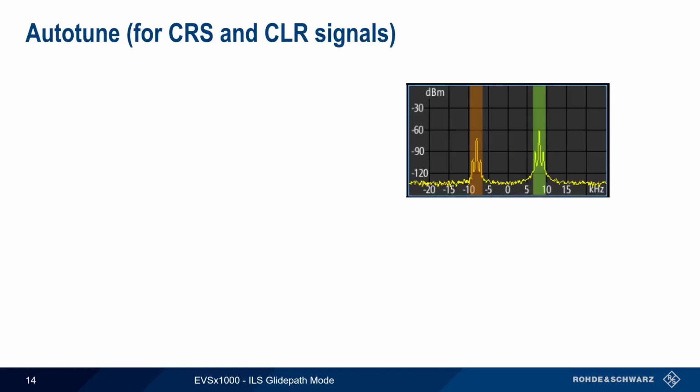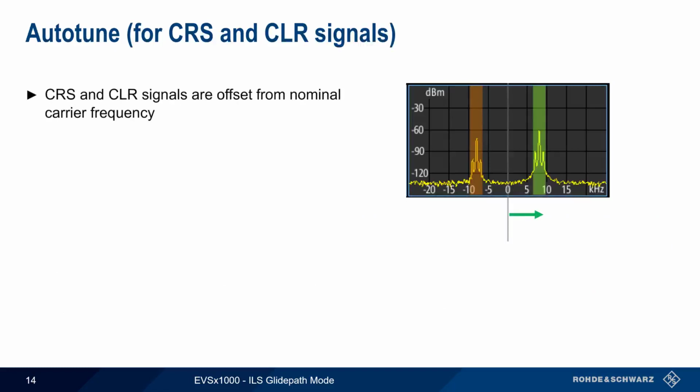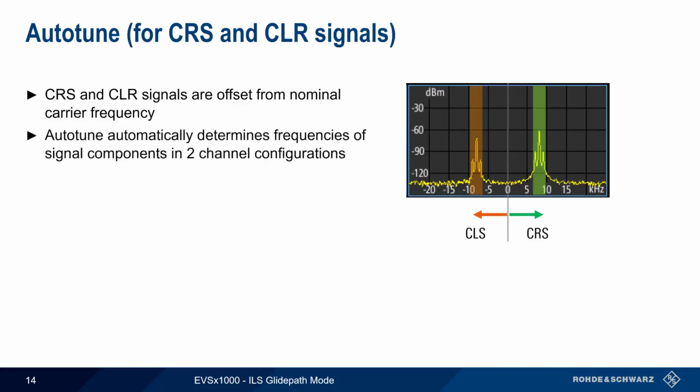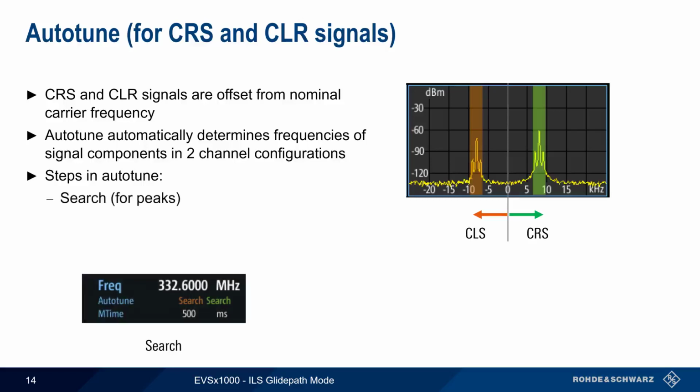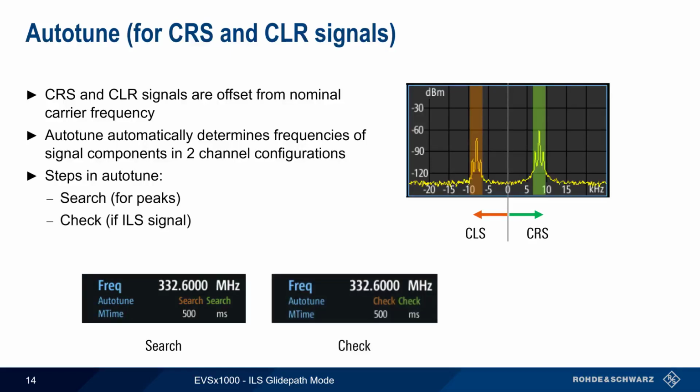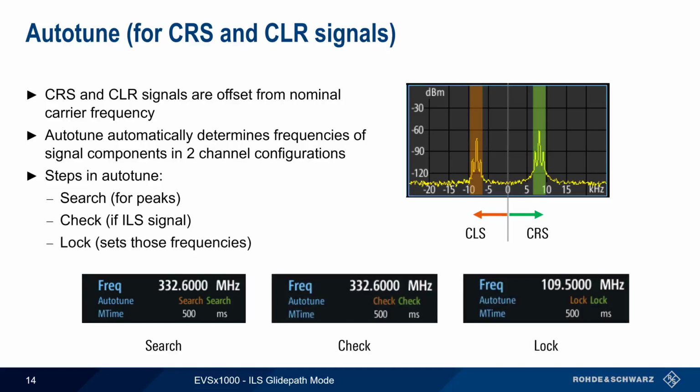In coarse and clearance systems, each component is offset from the nominal glide path frequency. Autotune can be used to automatically determine the frequencies of each signal component in 2-channel configurations. When enabled, Autotune will go through 3 steps. It first searches for signal peaks within the measurement bandwidth. It checks these peaks to see if they are ILS signals, and if so, it then locks onto these frequencies. The status of Autotune for each carrier can be seen just below the frequency display.